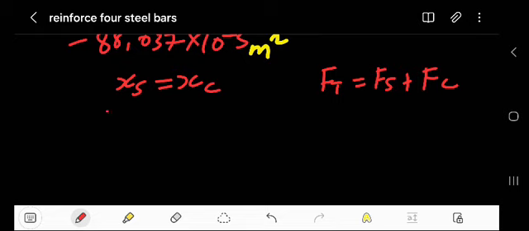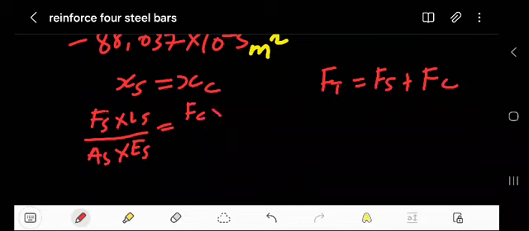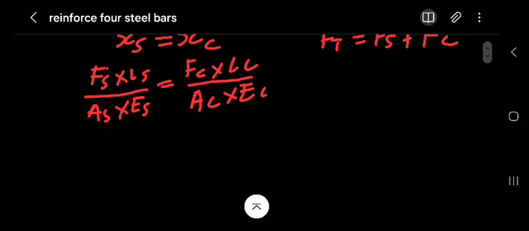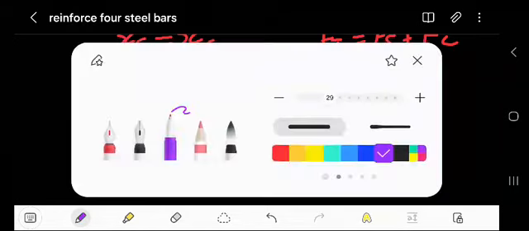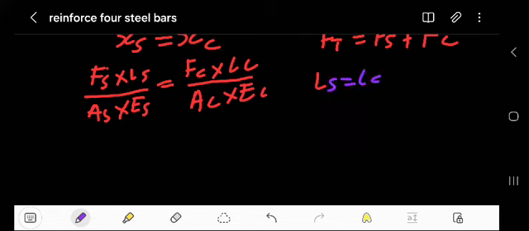We can say this is the force of the steel multiplied by the length of the steel divided by the area of the steel multiplied by Young's modulus of the steel. This will equal the force of the concrete multiplied by the length of the concrete divided by the area of the concrete multiplied by Young's modulus of the concrete. Remember, the lengths are equal. The length of the steel is equal to the length of the concrete. So that and that will cancel. We'll be left with this formula now.